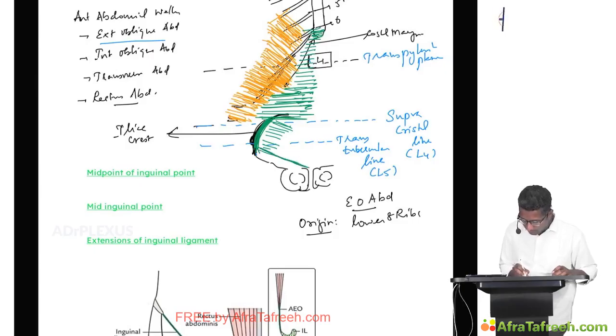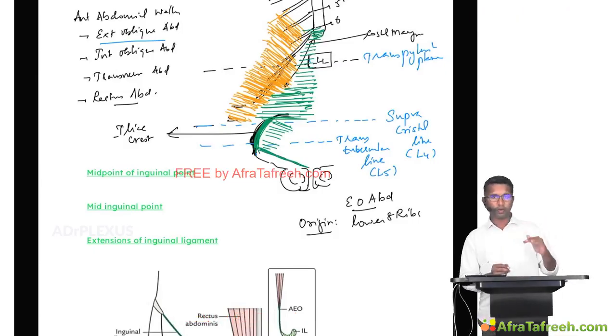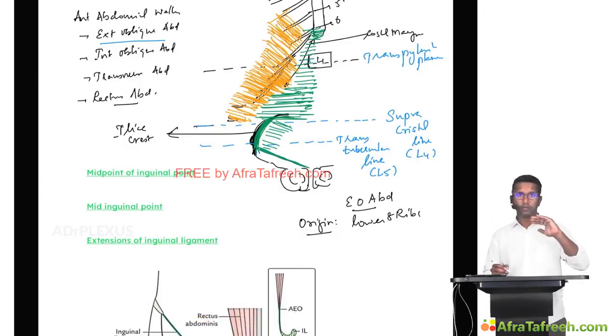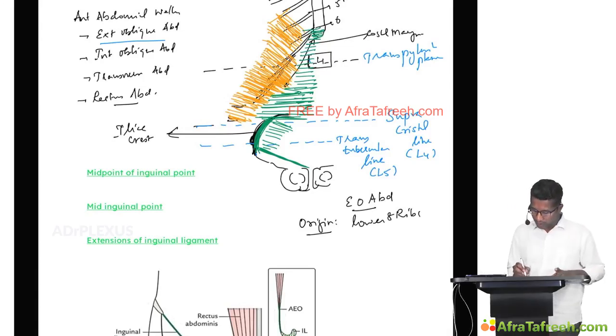So what is the inguinal ligament? The inguinal ligament is basically the downward folding of the lower border of the external oblique abdominis muscle. If you see this muscle, it forms the inguinal ligament here and gets inserted into the pubic crest.